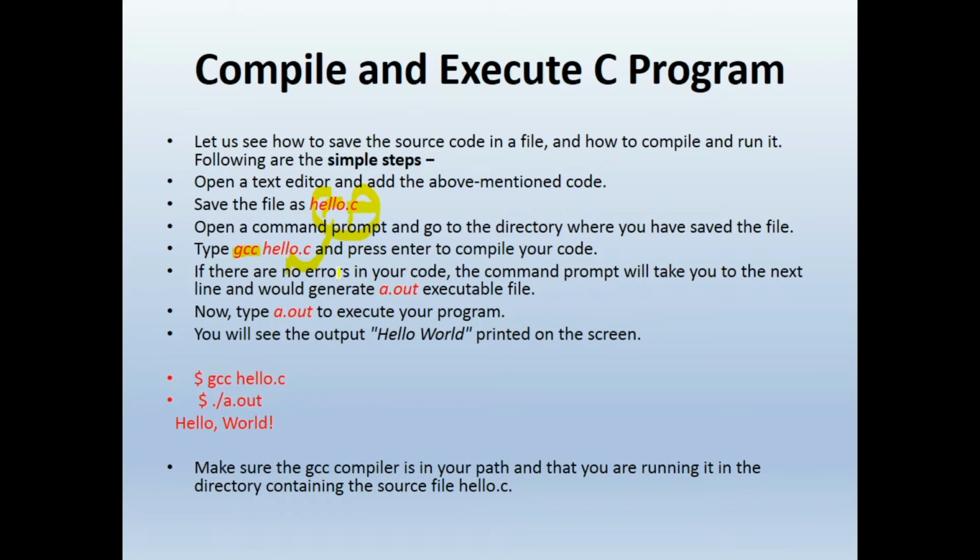I have not given the binary file name, that is, the name of the file in which I want to store after compiling. So by default it will store the code in the file a.out. If there are no errors in your code, the command prompt will take you to the next line and generate the a.out executable file. Now type ./a.out to execute your program, so you will get the output of your program. Make sure that the GCC compiler is in your path and that you are running it in the directory containing the source file hello.c.